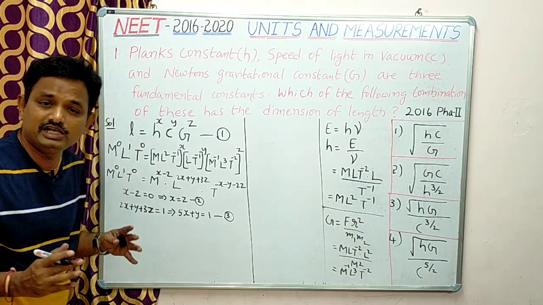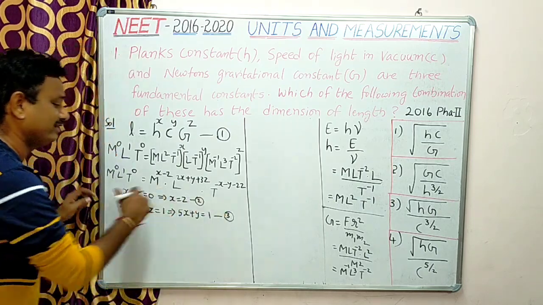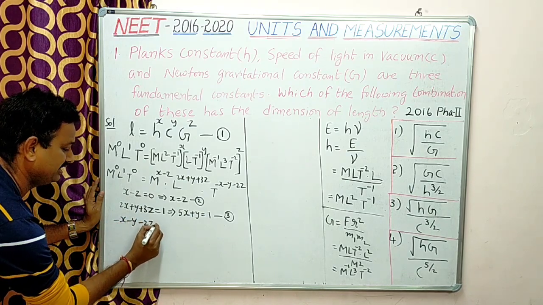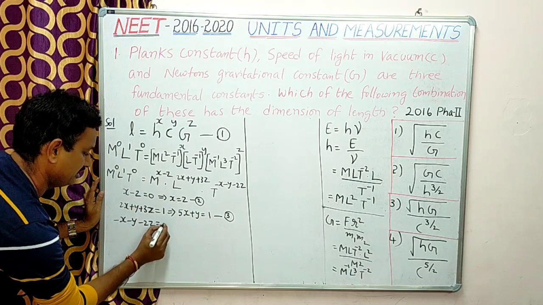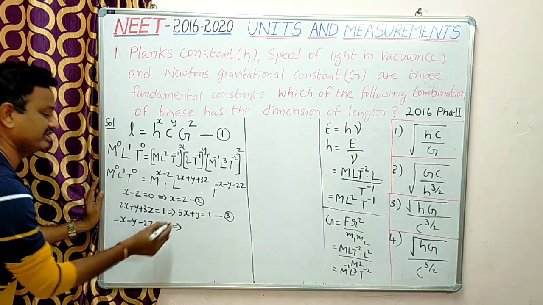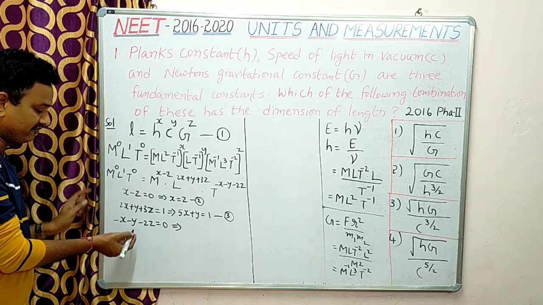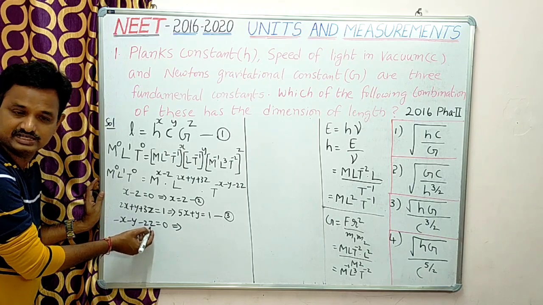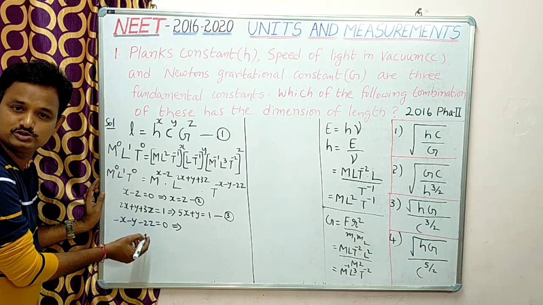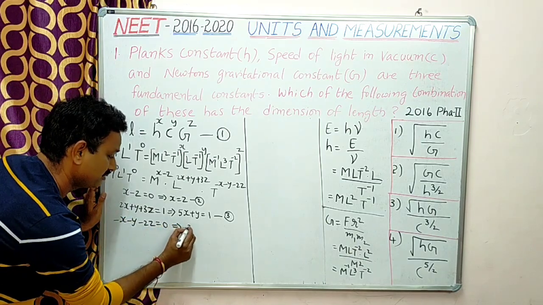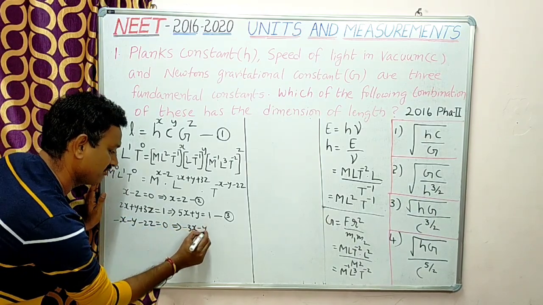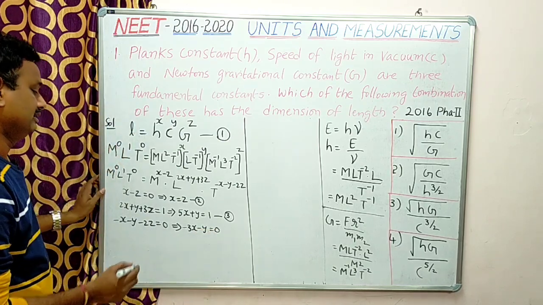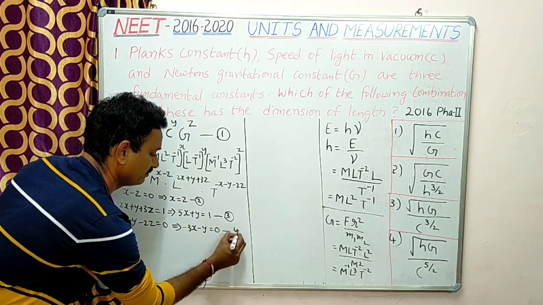Now I will equate the powers of t on both sides. Look here. That is minus x minus y minus 2z is equal to 0. So here from equation 2, x equal to z. So instead of z, if I take x, then 2x and x make 3x. That means minus 3x minus y is equal to 0. Now this is equation 4.